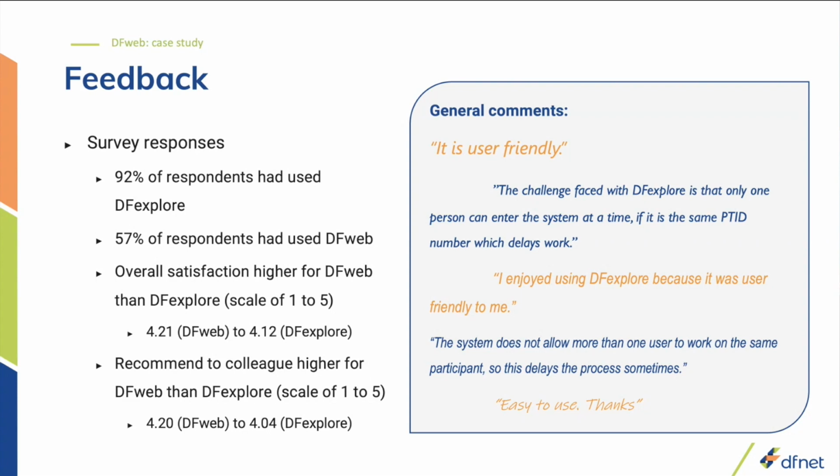And some of the general comments I've listed here, the ones in orange, we had some similar comments, and overall it is user-friendly. We didn't know if that was for DFweb or DFexplore, so we assumed both. A couple of the challenges here in blue that were similar was the challenge faced with DFexplore is that only one person can enter the system at a time if it is the same PTID number, which delays work.